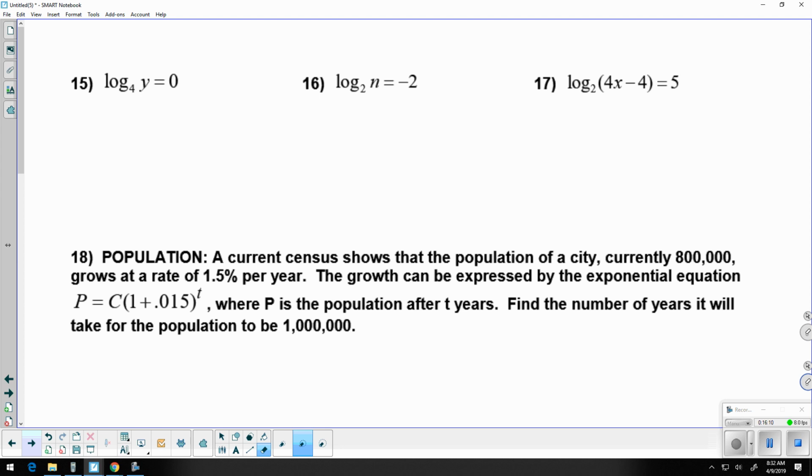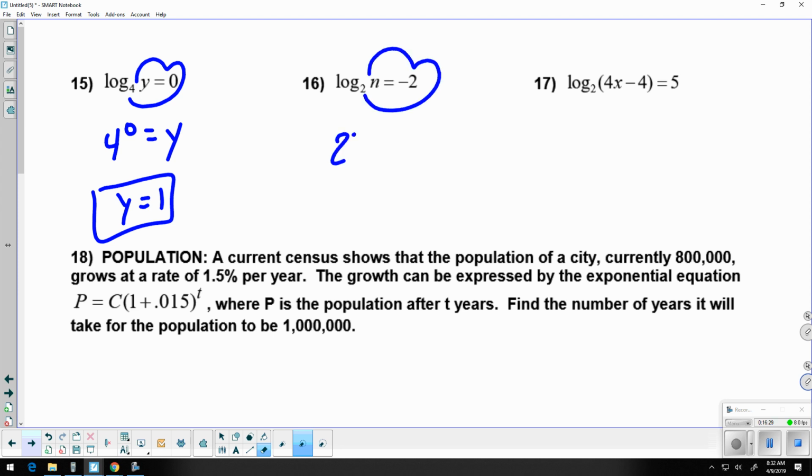So for the next one, number 15, it says log base 4 of y equals 0. Again, how I would solve this one, there's only one log, so just swoop it around. We're saying 4 to the 0 is y. So what is 4 to the 0? Well, that's just 1. So that'd just be my answer. And then 16 again, since there's only one log, just swoop it around. 2 to the negative 2 is n. So what is 2 to the negative 2? That's just 1/4, and that would be n.